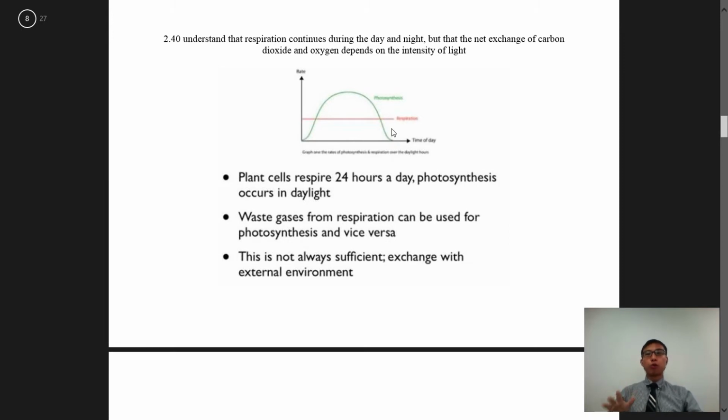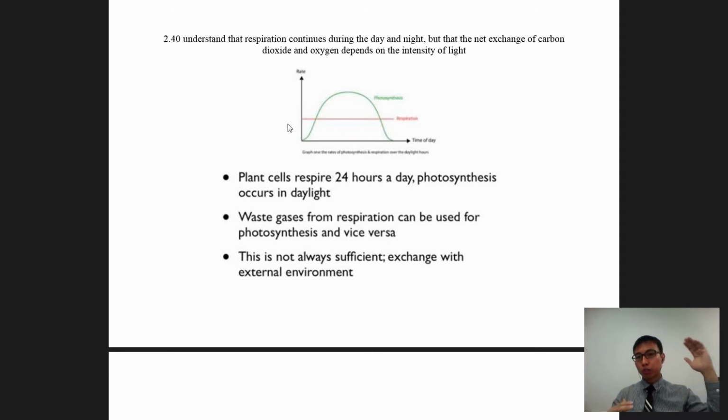Now for 2.4, understand that respiration continues during the day and night, but the net exchange of carbon dioxide and oxygen depends on the intensity of light. Let's look at the graph over here. The green line represents the photosynthetic rate, and the red line represents the respiration rate. So basically, the plant will keep respiring no matter the light intensity. However, when the light intensity is high, you'll do photosynthesis, and you will have a net release of oxygen.